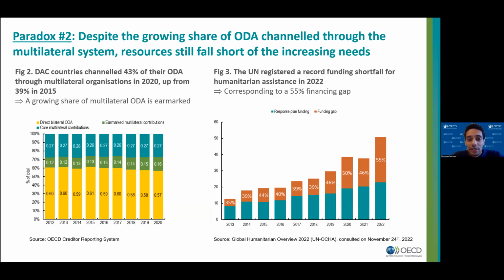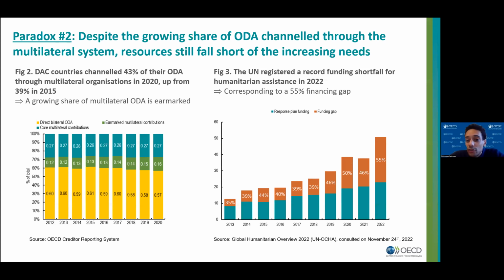The second paradox is that even though there is a growing volume and a growing share of official development assistance, so ODA, channeled through multilateral organizations, the multilateral resources still fall short of meeting the needs of developing countries. And so figure 2, for example, shows that in recent years, the share of OECD DAC countries' ODA channeled through multilateral organizations increased, for example, from 39% in 2015 to around 43% in 2020. However, the rise in multilateral contributions is unable to keep up with the growing financing needs.